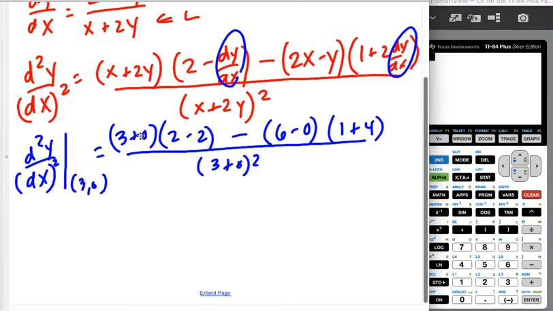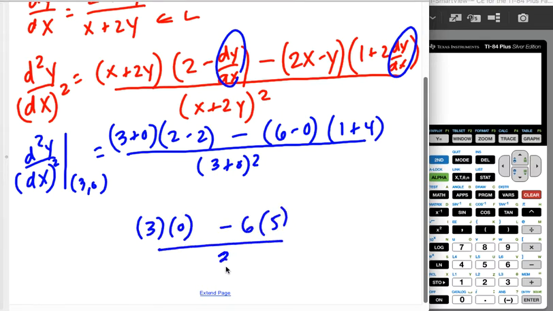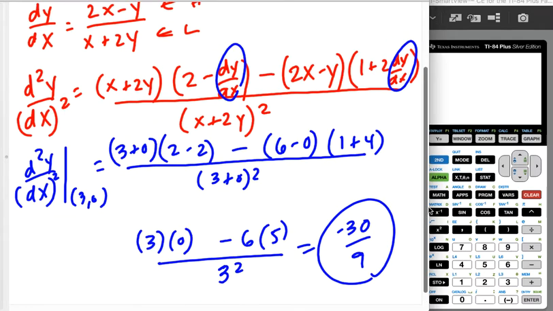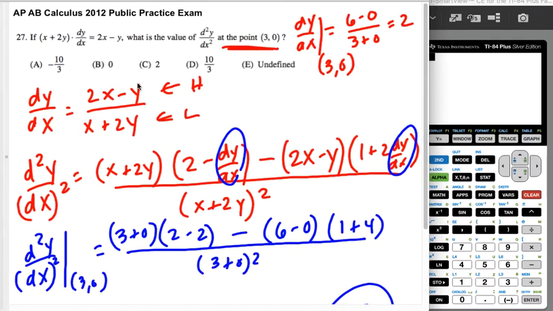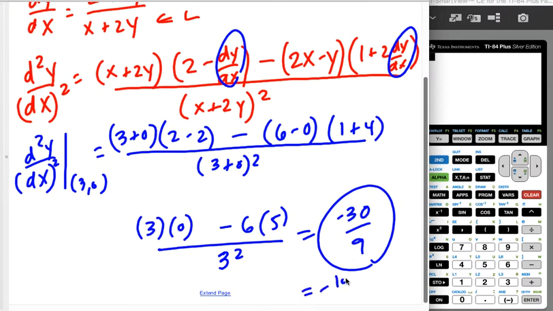So here, I seem to get a big old 0, right? Because this is 3 times 0, which is going to be gone, minus a 6 times a 5. And on the bottom, I seem to get a 3 squared. So I think I get negative 30 over 9, which might be the answer they give. They also might cancel a 3 and make it a negative 10 over 3. So there we have it, right? So they canceled the 3 and got a negative 10 over 3, right?